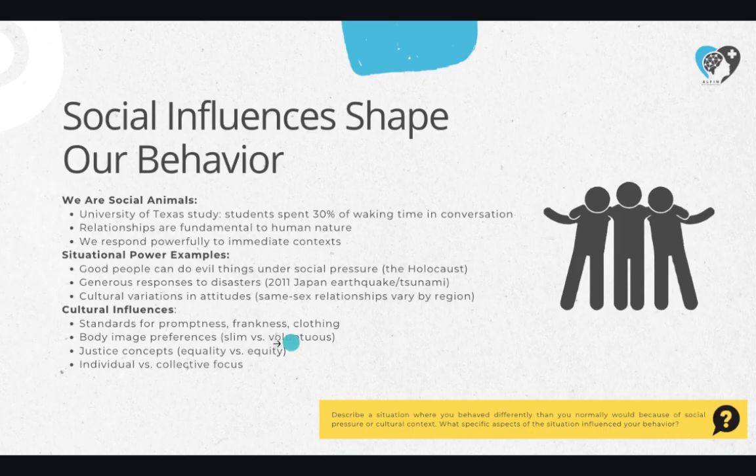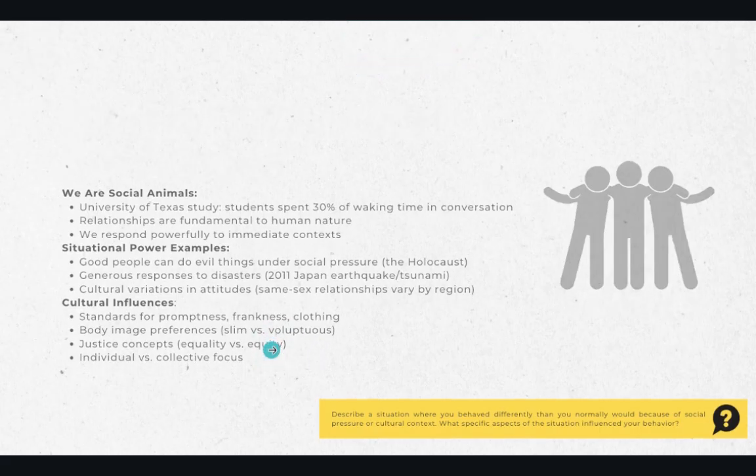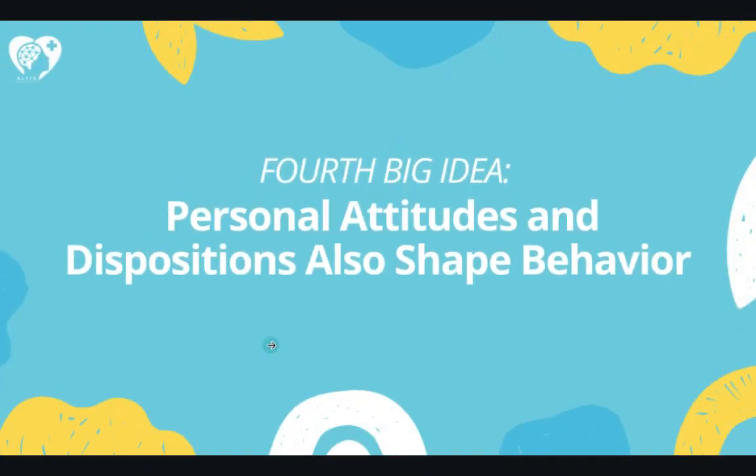Okay class, let's go to our fourth big idea. I'm consciously preventing myself from saying actually. No, never mind. Our fourth big idea balances the previous one, which is that personal attitudes and dispositions also shape behavior.